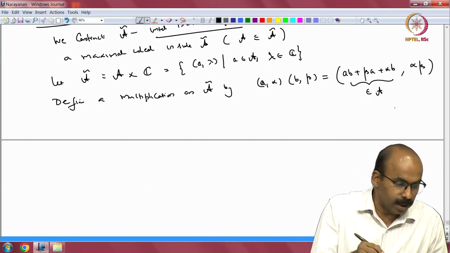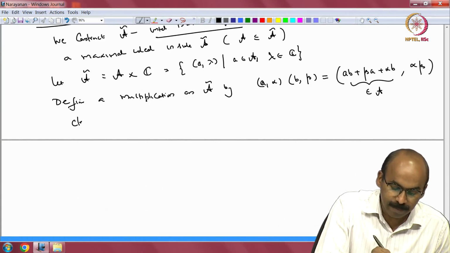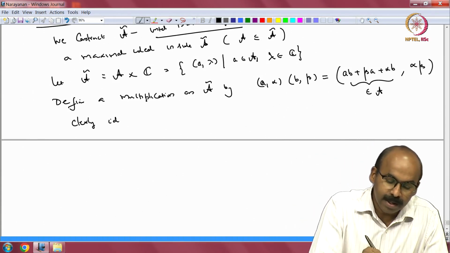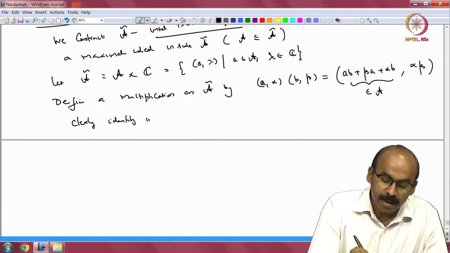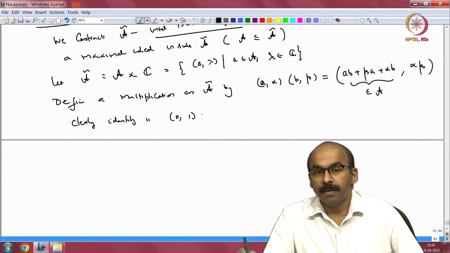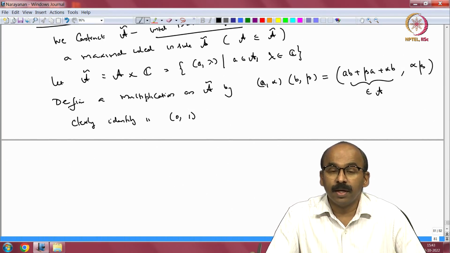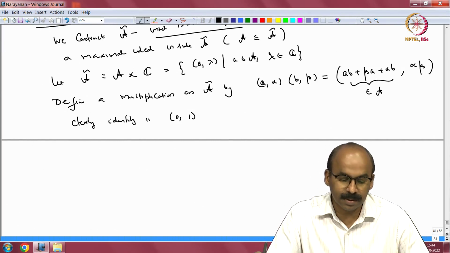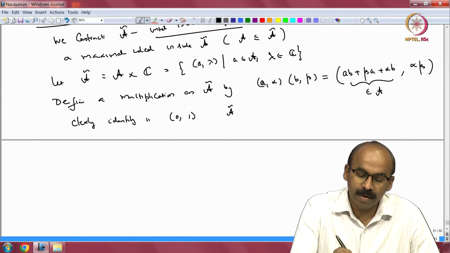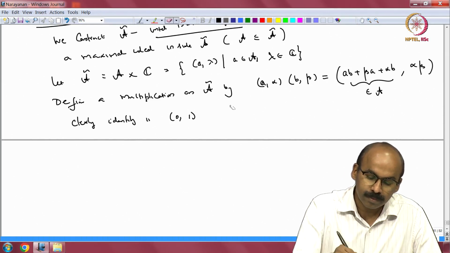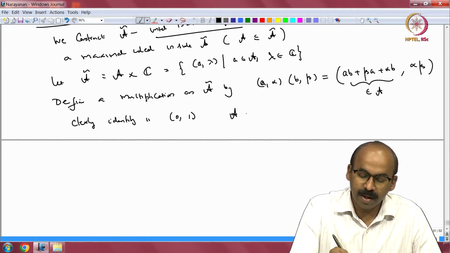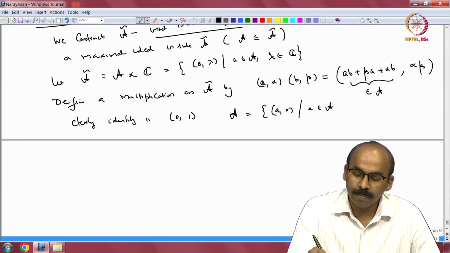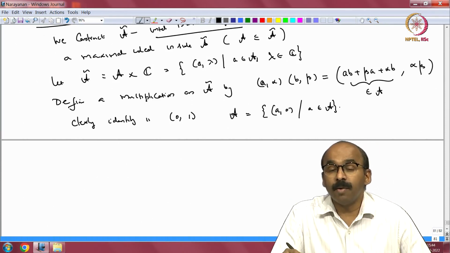Now, in this multiplication clearly, what is the identity? The identity is clearly (0, 1). So, now you have a unital Banach algebra A tilde, and A is sitting inside. So, how is A identified? You can identify A with (A, 0), A in A, but we have not put a norm yet.